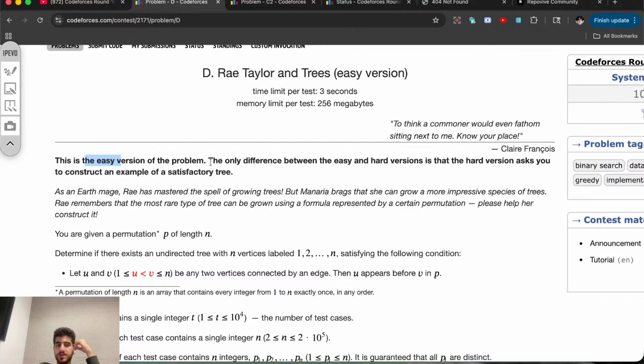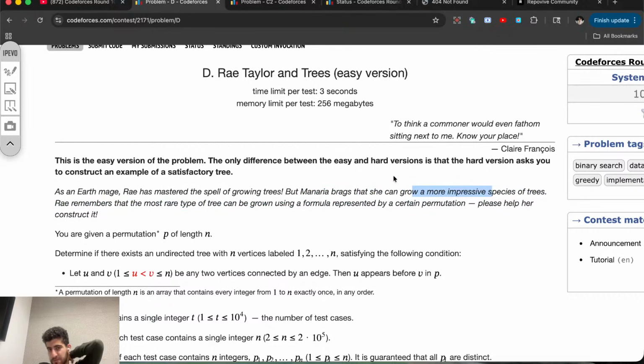This is the easy version of the problem. The only difference between the easy and hard version is that the hard version asks you to construct an example of a satisfactory tree. As an earth mage, Ray has mastered the spell of growing trees, but Manaria brags that she can grow a more impressive species of trees.